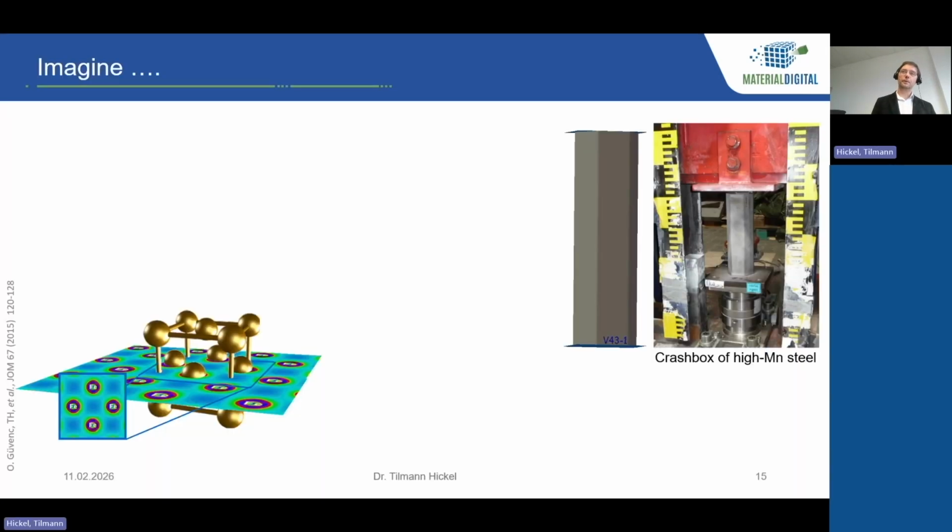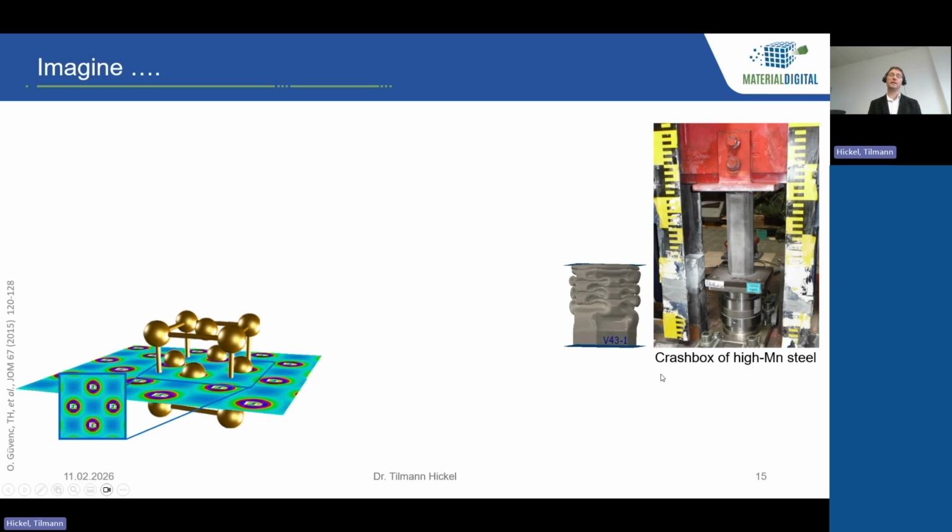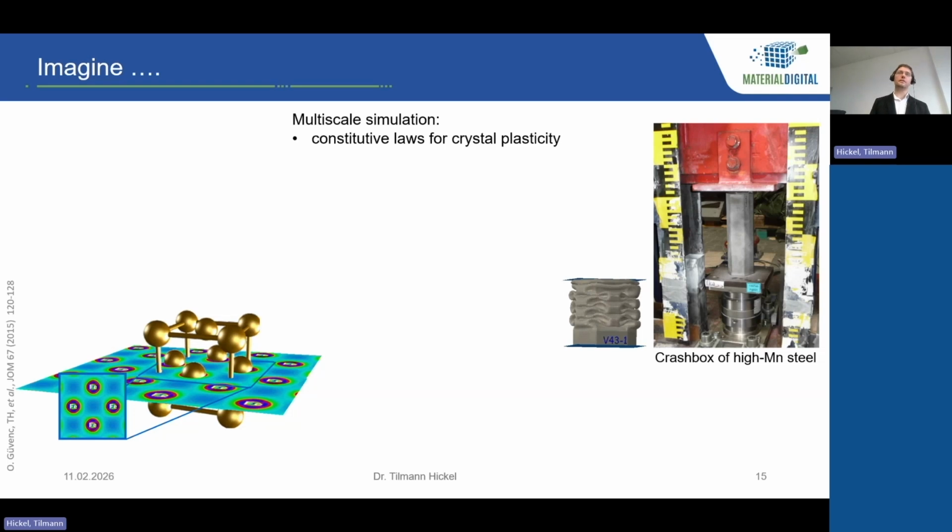Typical example, multi-scale challenges. You want to understand the crash performance of some high manganese steel. And you have, on the other hand, some tools which allow you to have atomistic understanding of the arrangement of atoms in certain lattice structures. How do I bring these words together? Multi-scale simulations is the keyword.